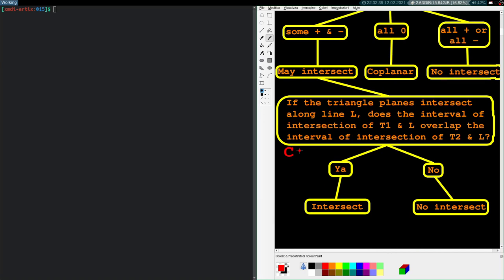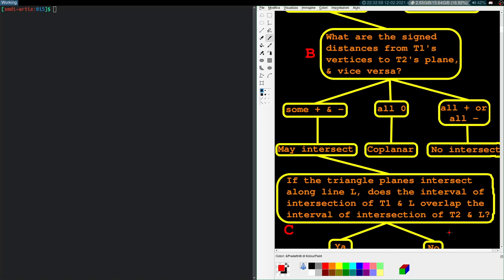So that's basically, if the triangle planes intersect along a line called line L, does the interval of intersection of triangle 1 and L overlap the interval of intersection of triangle 2 and L? If so, you definitely have intersection. If not, you do not have intersection.